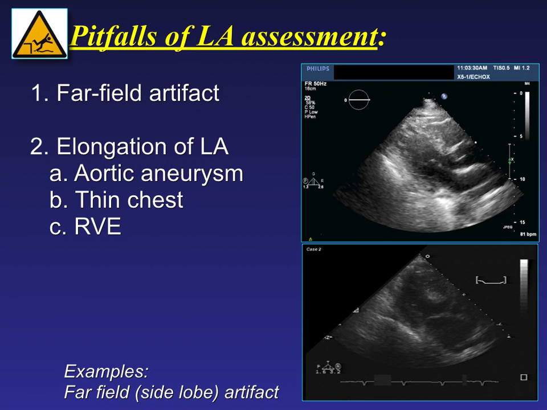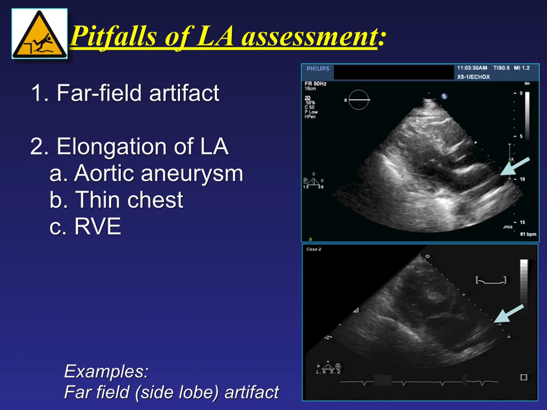What are the pitfalls of left atrial assessment? Well, one is a little esoteric, but actually quite common that we've noticed, and it's caused by a far field artifact. If you look at these two parasternal long axis views on the right, the left atrium appears to be bisected by this ghost border, which is actually the right atrial pericardial border that's being projected into the parasternal long axis plane because it's so bright.